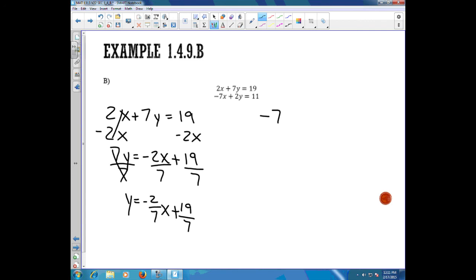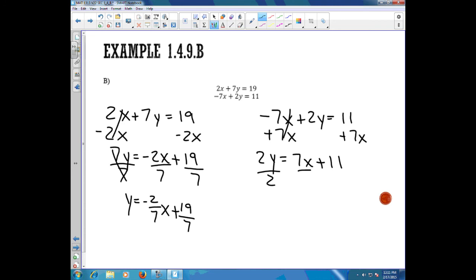We do the same thing with the second equation. Negative 7x plus 2y is equal to 11. We're now going to add 7x to both sides. We get 2y is equal to 7x plus 11. Divide by 2. And y equals positive 7/2 x plus 11 over 2.